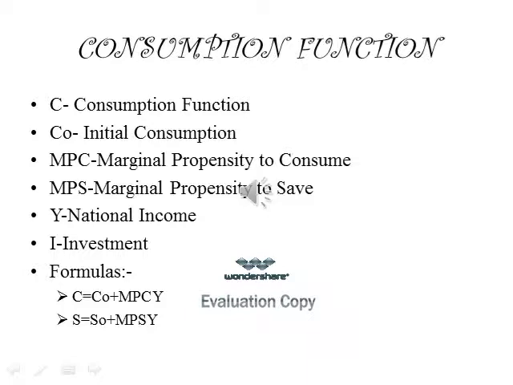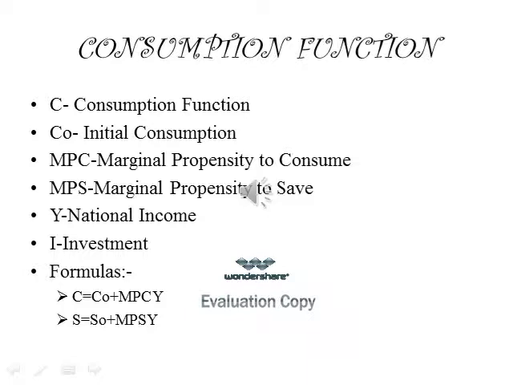CO, another abbreviation, is represented by saying initial consumption, which means consumption when income is zero. MPC is an abbreviation which means marginal propensity to consume. MPS means marginal propensity to save. Y, national income. I, investment.